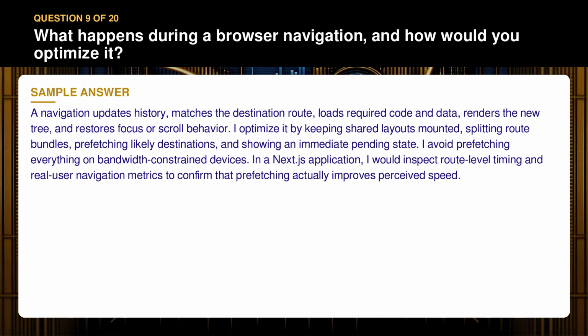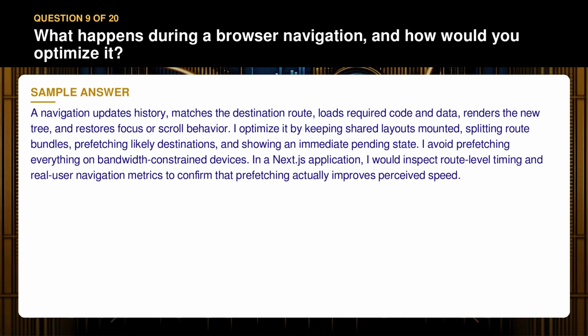A navigation updates history, matches the destination route, loads required code and data, renders the new tree, and restores focus or scroll behavior. I optimize it by keeping shared layouts mounted, splitting route bundles, prefetching likely destinations, and showing an immediate pending state. I avoid prefetching everything on bandwidth-constrained devices.